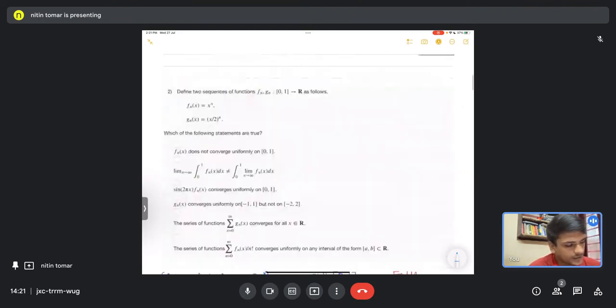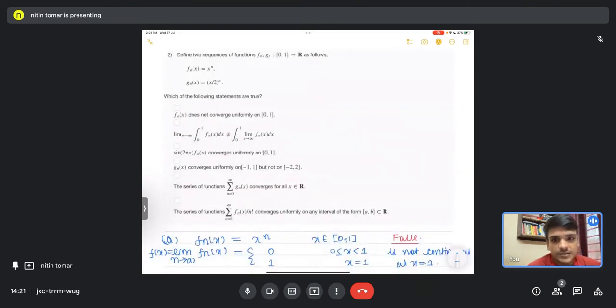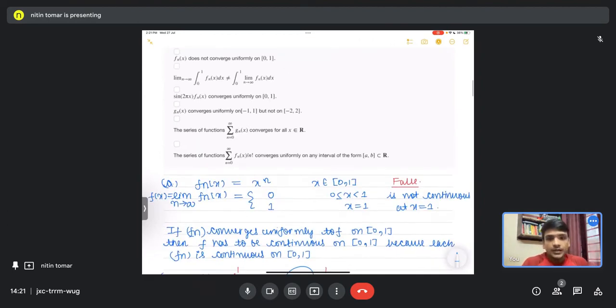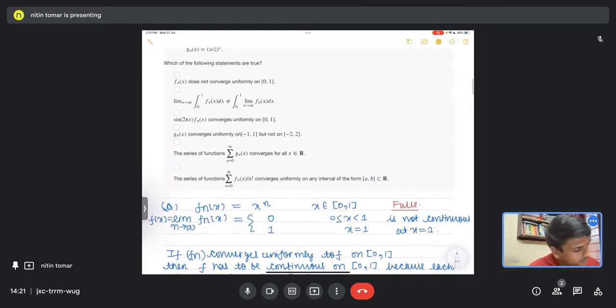Now let's move to the second question. The second question is about sequences of functions. We are given two sequences of functions fn and gn on [0, 1], where fn(x) is x power n and gn(x) is just x by 2n. The question is, which of the following statements are true? First, fn(x) does not converge uniformly on [0, 1].